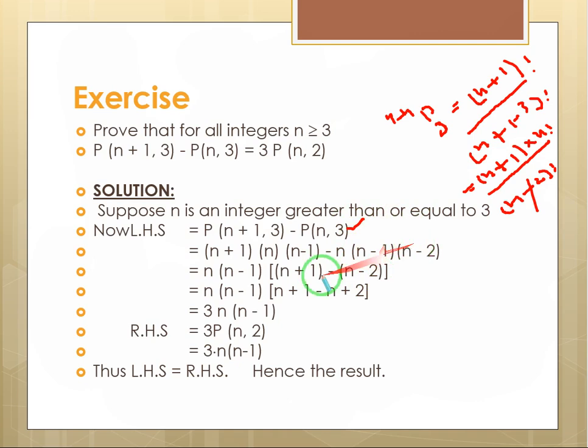This will be your remainder. So now simplify this equation, and the result you get is 3 into n into n minus 1. So this is equal to 3 permutation with n into n minus 2. This is basically the proof for the right hand side. Now left hand side and right hand side are equal. So this is basically how we can prove left hand side is equal to right hand side.